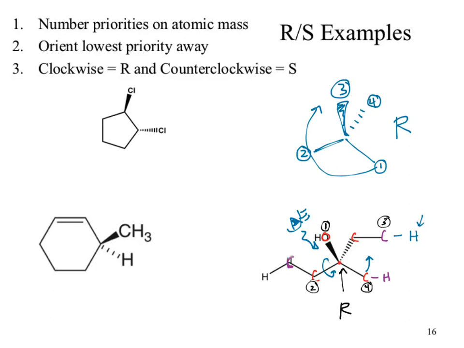Again, assigning R and S, there are tips and tricks on the internet. If you can get them to consistently work, by all means, go ahead and continue to use them. My success with anything where position 4, our lowest priority, isn't aimed directly away from me, has been awful. If position 4 is in the plane of the paper, I pretty much screw it up every time, and I have to draw everything out. There is one exception to that. If 4 is aimed at me, it's also really easy.